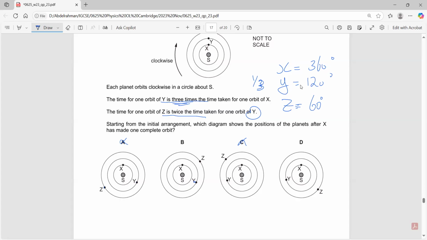120 would be Y, at B, and 60 would be Z. If you take the initial reading to be 0 at this position, this is 60 degrees for Z and then 120 degrees for Y. D would be wrong. Why? Because Z would be 120 degrees and Y would be 240 degrees, which is wrong. I know this question might be a bit tricky.